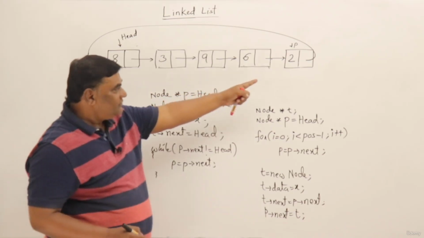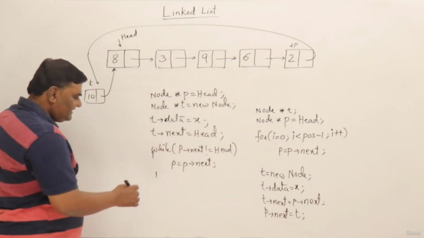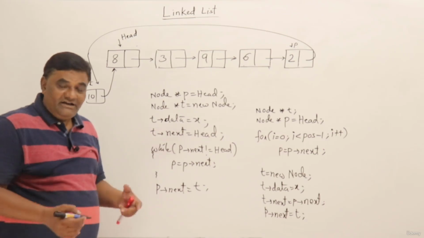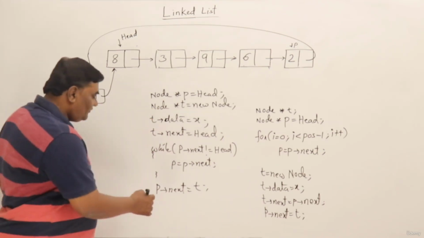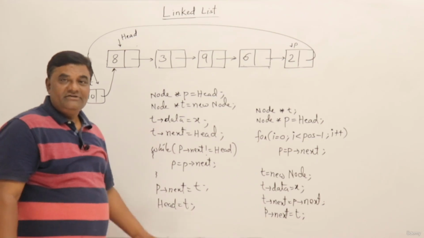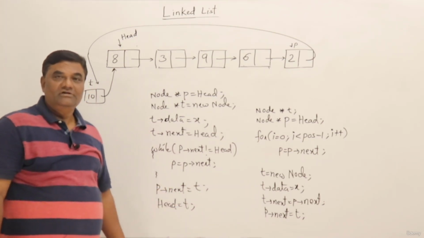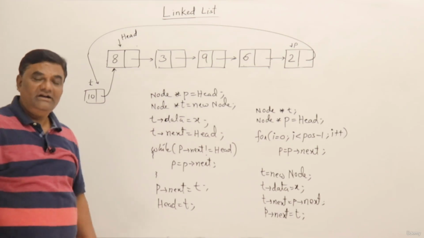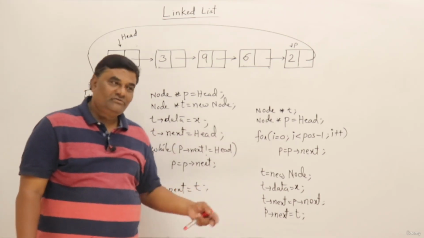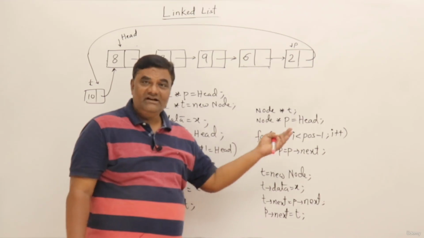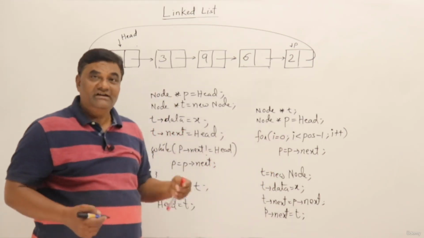Then that last node should point on new node T. P's next should point on T. Then if you want to move head, you can move head on new node. Head assign T. So this head node will point on new node. So this is the procedure for inserting before head or also after last. Even this procedure is also inserting after last, but this is based on the position index.